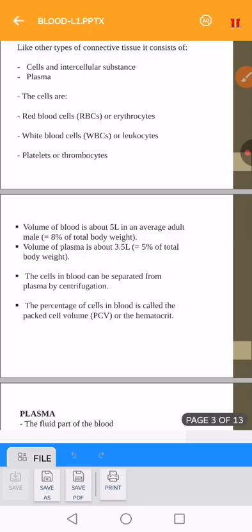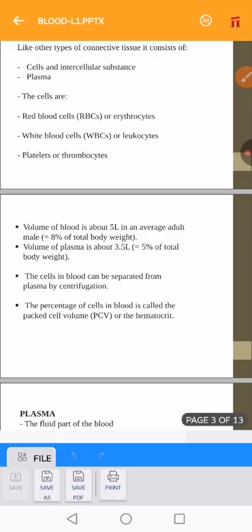The volume of the plasma is about 3.5 liters. That means the plasma occupies more than 50% of the blood, and it is 5% of the total body weight.